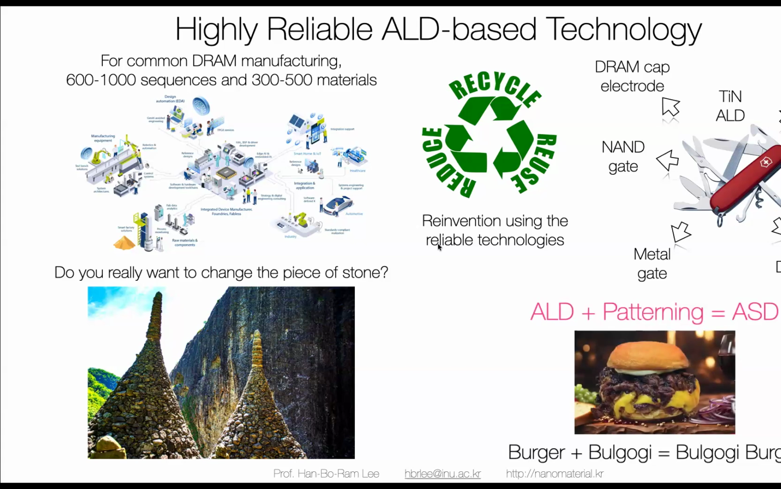So because ALD is a very reliable technology, they try to solve the patterning problem by merging the very well-known, reliable ALD with patterning. That is ASD. This is one of my favorites. Burger is a very well-known food in America, and bulgogi is also a very well-known food in Korea. They merged them. So this is how the ALD process was born.